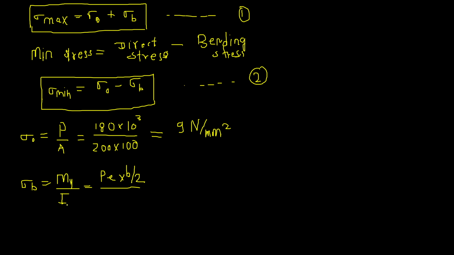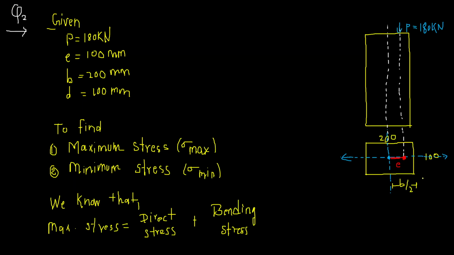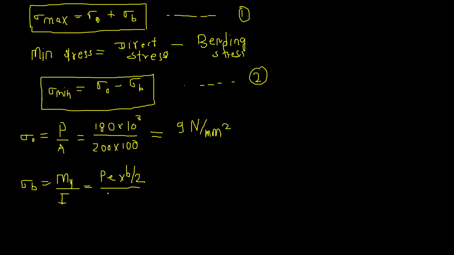Now to decide whether to take Ixx or Iyy, we have to use the concept of bending axis, about which axis the bending is taking place. So the bending is taking place about the y axis. So we will have to take the Iyy value.